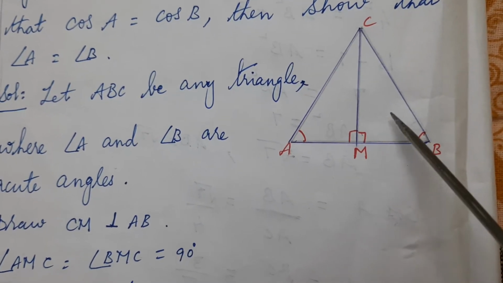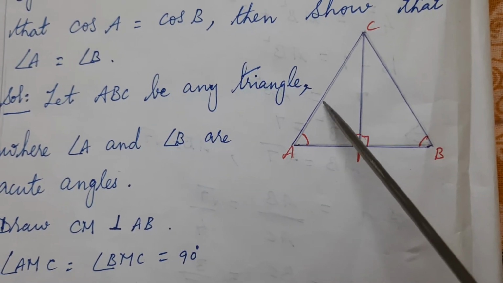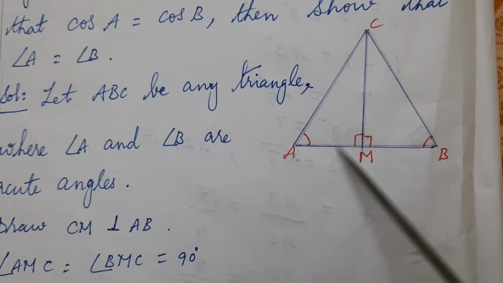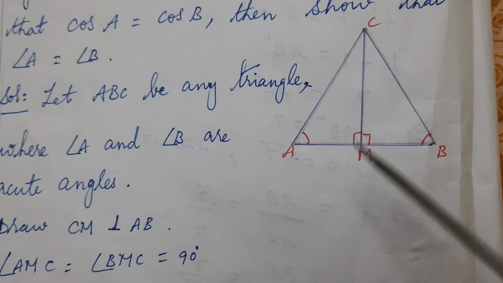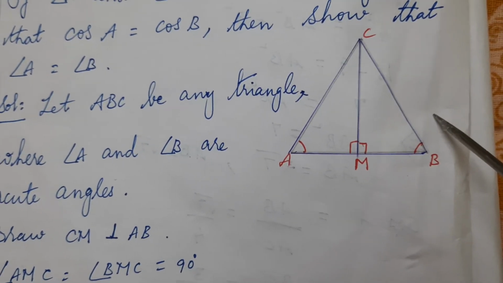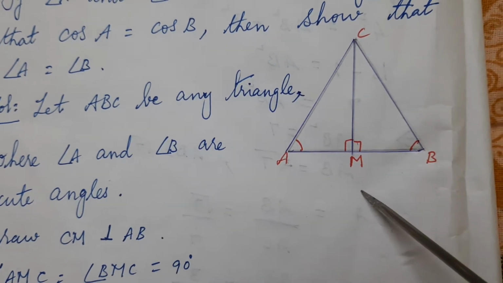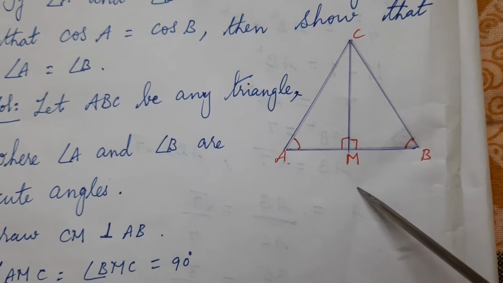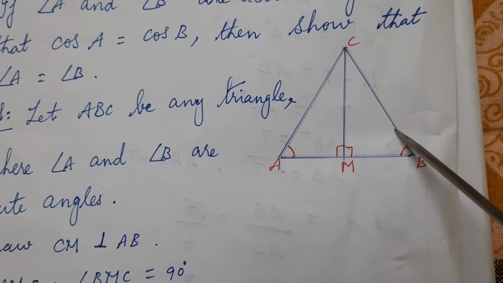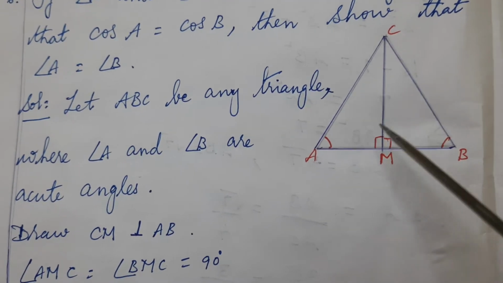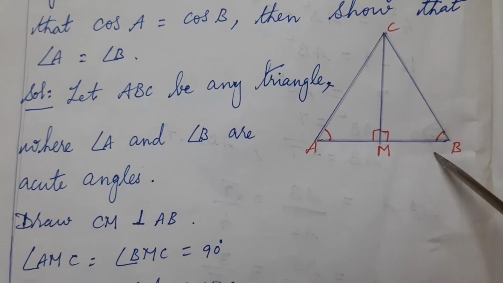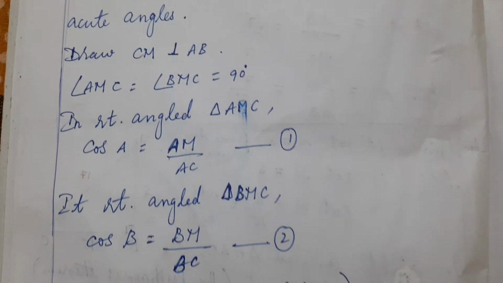These two triangles are similar by SSS similarity, because this and this sides are in proportion, and this and this are in proportion: AM by BM is equal to AC by BC is equal to CM by CM. Since all the sides are in proportion, by SSS similarity, these two triangles are similar. So automatically the corresponding angles also will be equal. That means angle A is equal to angle B. This is what we are going to do.